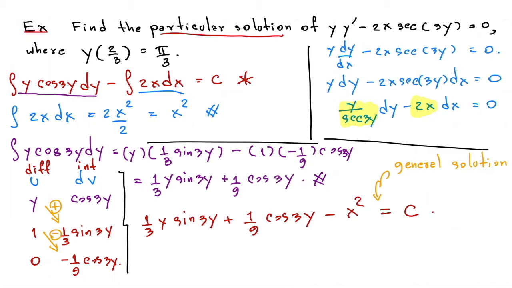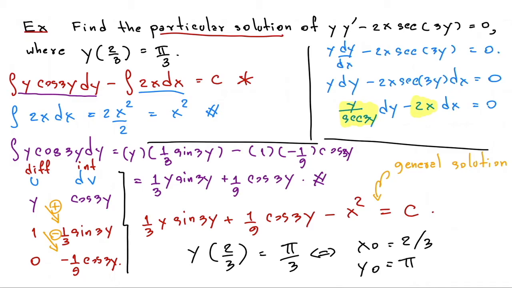But we know that y of 2/3 is pi divided by 3. Or in other words, x0 is 2/3 and y0 is pi divided by 3. Whenever x is 2/3, y would be pi divided by 3. Guys, this is not y times 2/3, okay? It's a function y when x is 2/3. So we need to use this initial condition, right? This is called the initial condition. We need to use it to get rid of c.